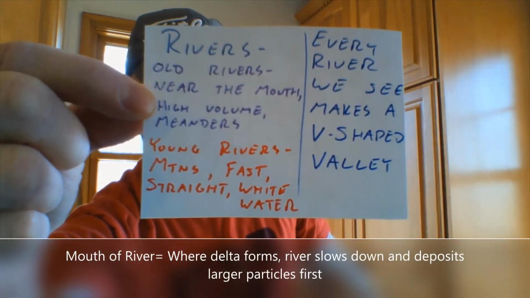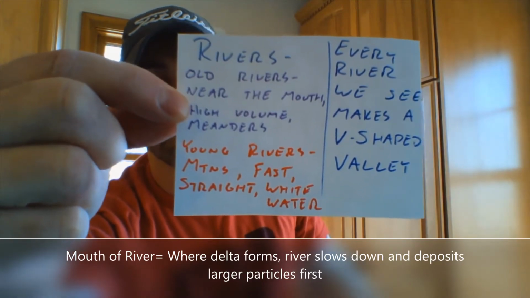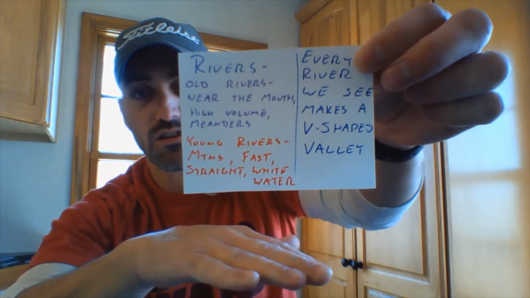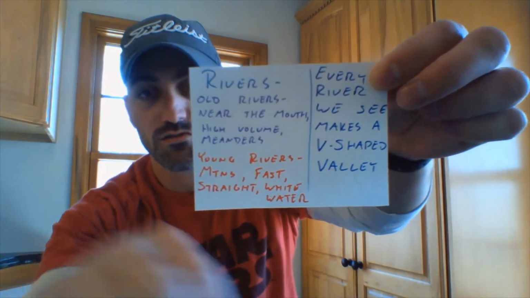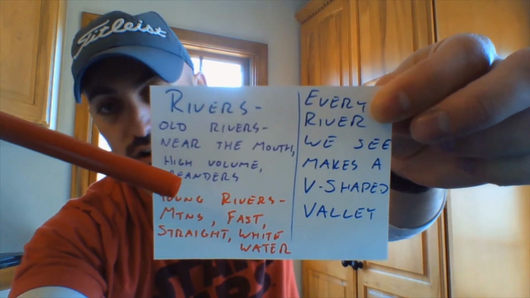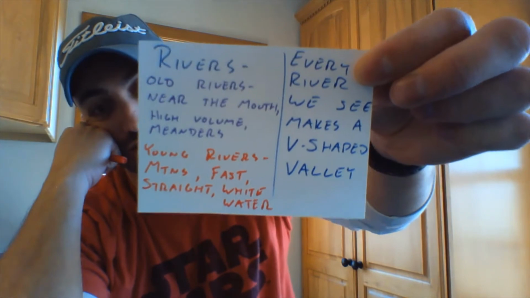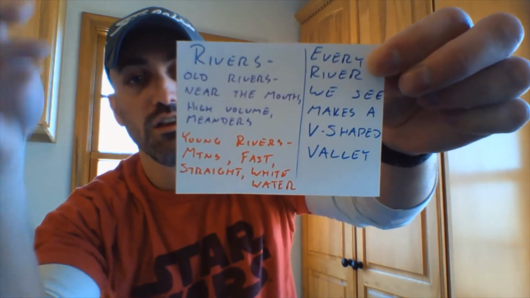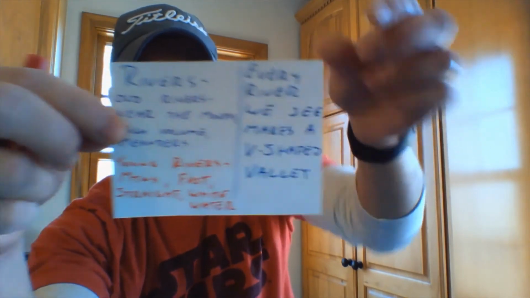Old rivers are near the mouth of the river, where the ocean is getting close. The river's older because it's been flowing for longer. Usually it's flatter near the coast, and usually there are those meanders. Meanders are when rivers do those turns, and they have a lot of volume. Young rivers are in the mountains. That's when the rivers are the fastest. They're the steepest, with the highest gradient. They flow the straightest because they're going straight down the mountain. They make a lot of whitewater, so if you're going whitewater rafting, you would go in the mountains.